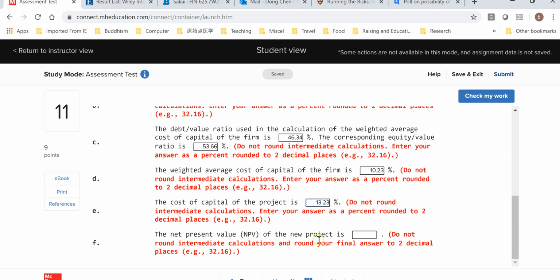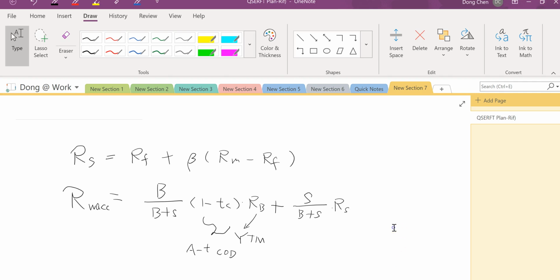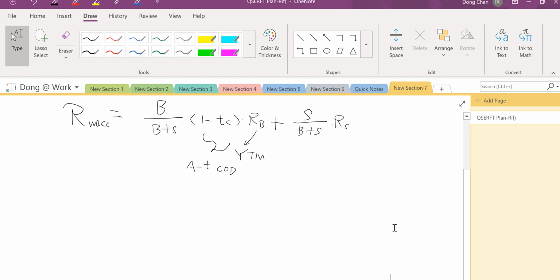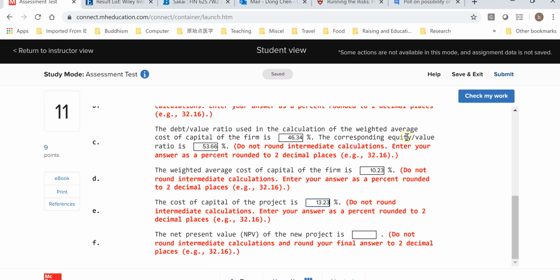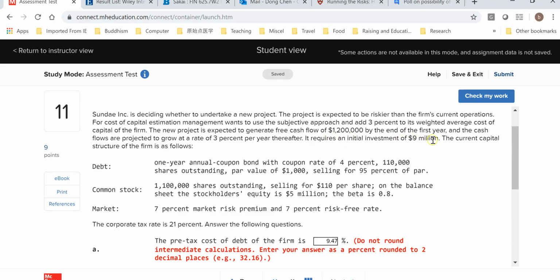The net present value of the new project is. So what is net present value? It is defined to be the present value of all future cash flows minus the initial investment, right? The initial investment here is provided to be $9 million, and the future cash flow in the first year, by the end of the first year, is $1,200,000, and each year the cash flow will grow at 3% forever. So basically, this is a growing perpetuity.